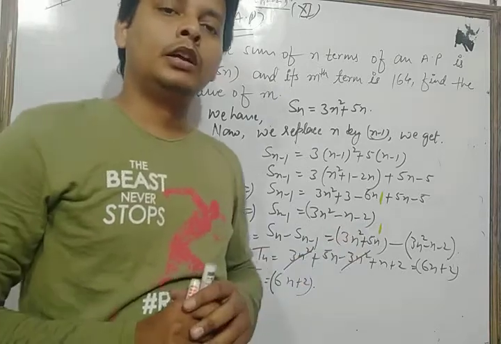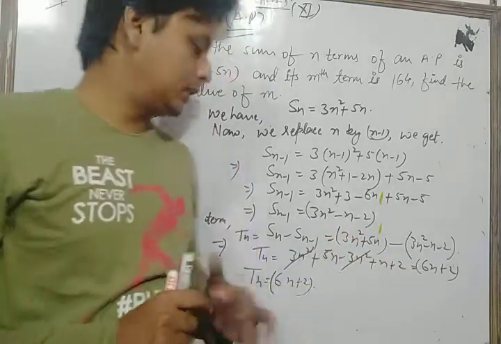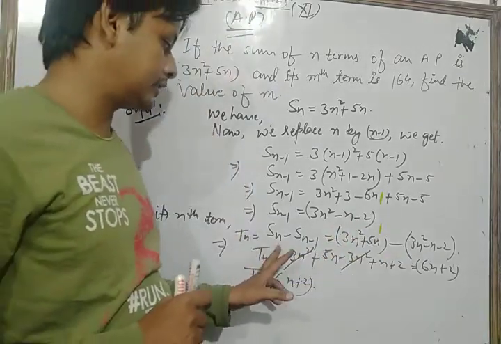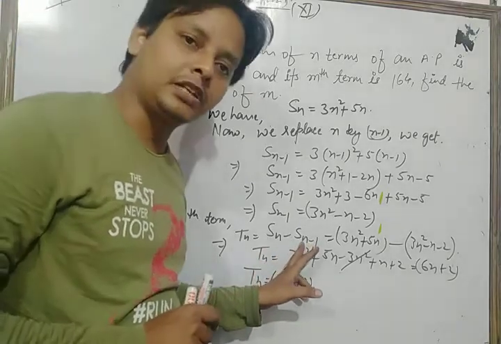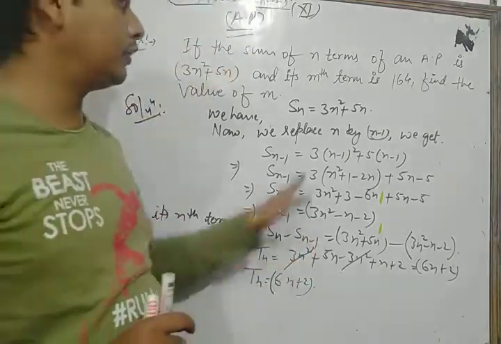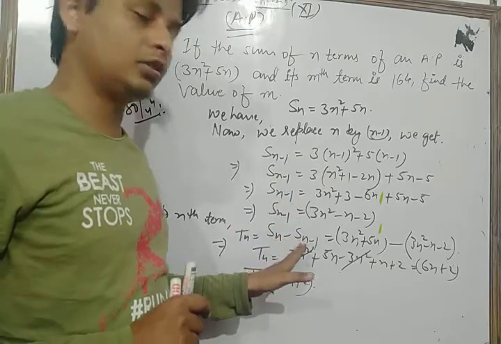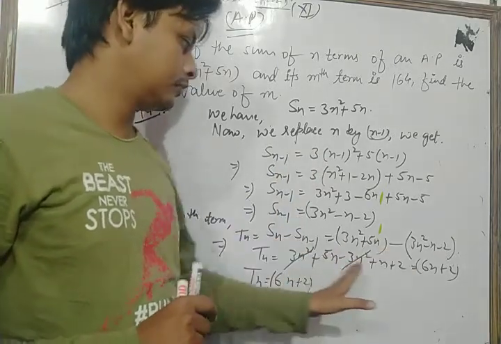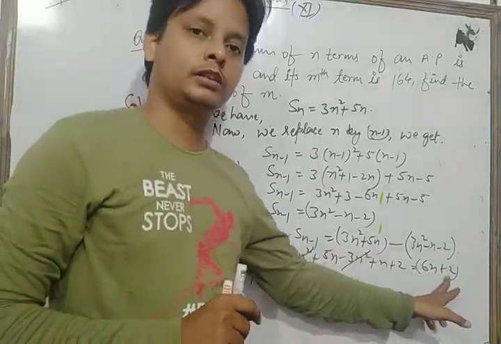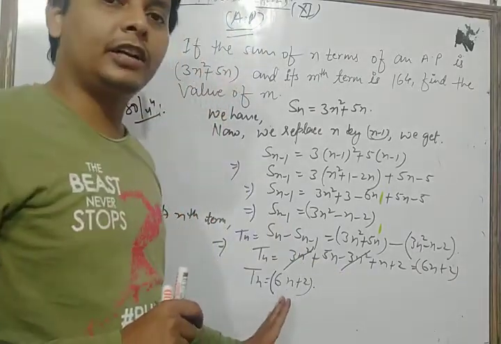Now the nth term of this AP is Tn equal to Sn - S(n-1). Now we put the values of Sn and S(n-1) in this equation. We get 6n + 2. So this is the nth term of this AP.